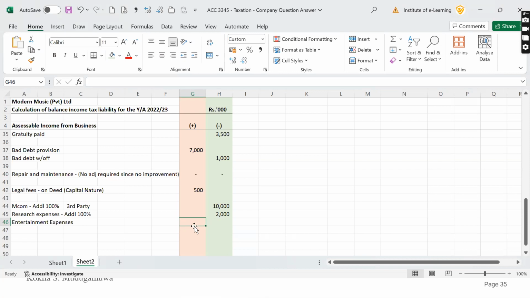So that won't happen. So then 750, we have to disallow entertainment.